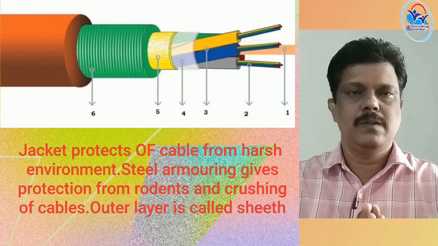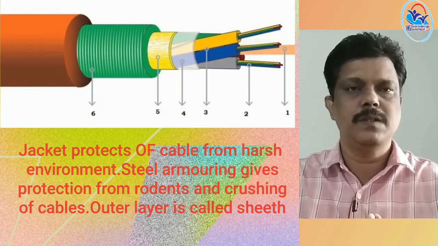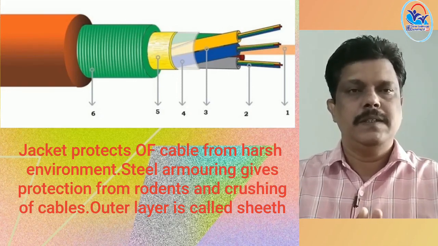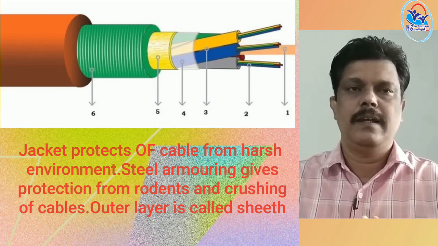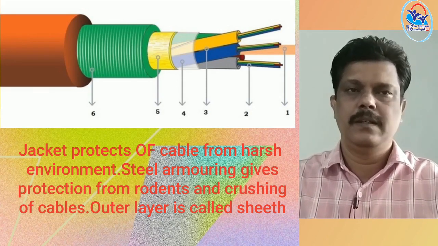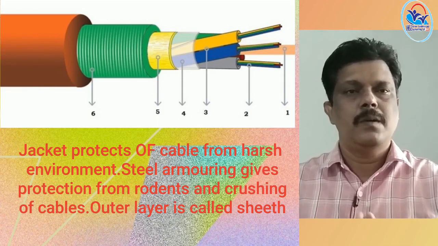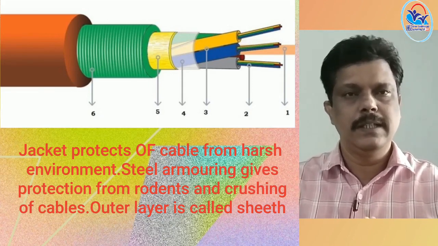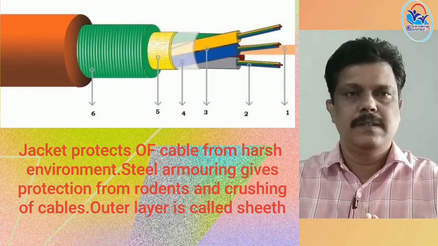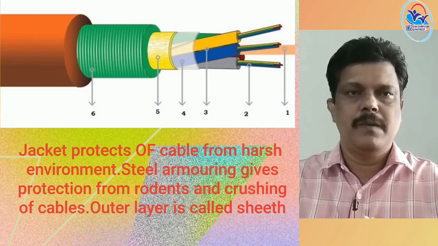In some cases, corrugated steel armoring is also provided. It gives extra protection from rodent and crushing from the external environment. The outer layer of the jacket is called sheath. Apart from these, some aerial cables will also be provided with pilot wires.